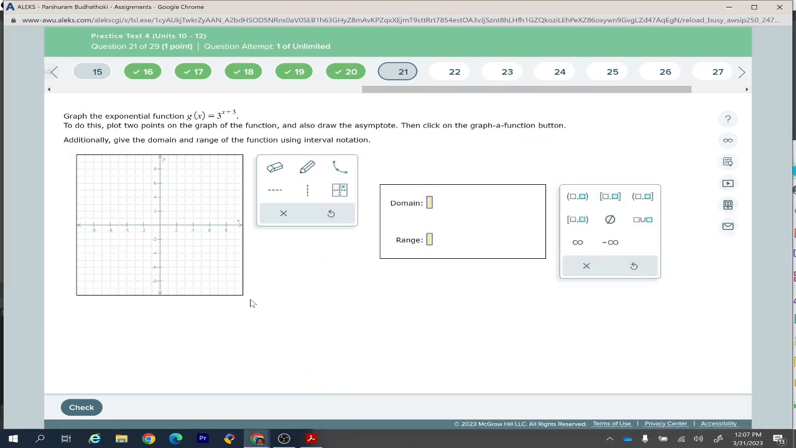Okay, so the domain is all real numbers, which is from negative infinity to positive infinity. Range is from 0 to positive infinity, not including 0 because y equals 0 is your asymptote. And finally the graph: this is your horizontal asymptote, and plot some points. Plot 2 points on the graph of the function.